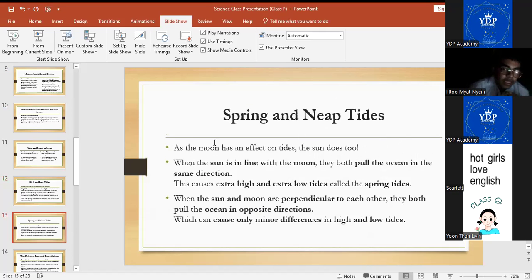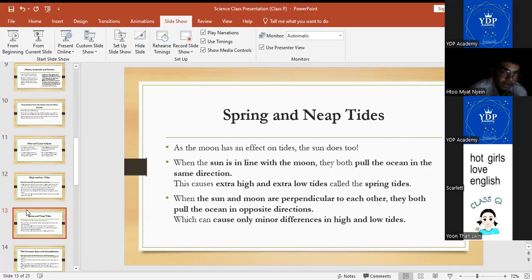Spring and neap tides. As the moon has an effect on tides, so the sun does too. When the sun is in line with the moon, they both pull the ocean in the same direction. This causes extra high tides and extra low tides, called the spring tides. When the sun and moon are perpendicular to each other, they both pull the ocean in separate directions, which can cause only minor differences in high and low tides.